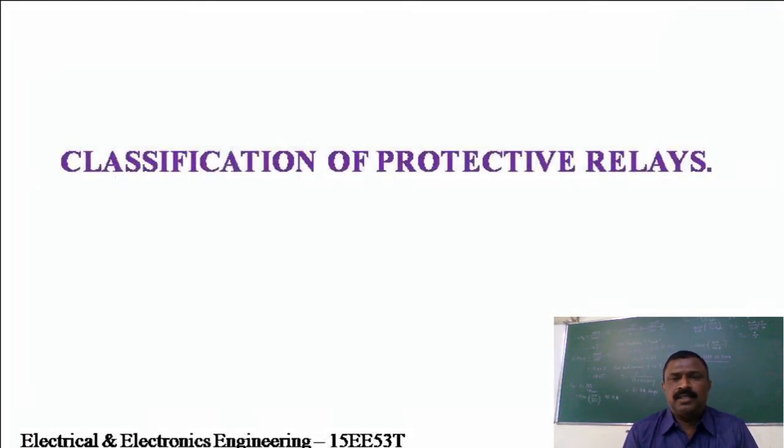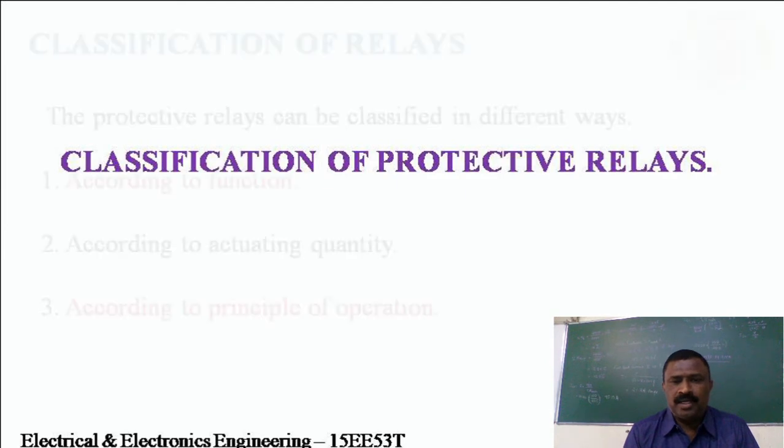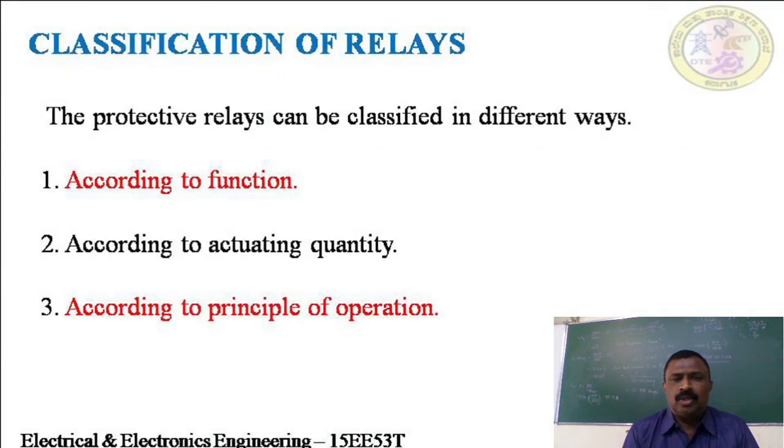Now we will see the classification of protective relays. Protective relays can be classified in different ways. One is according to the function, the second is according to the actuating quantity, and the third is according to the principle of operation.